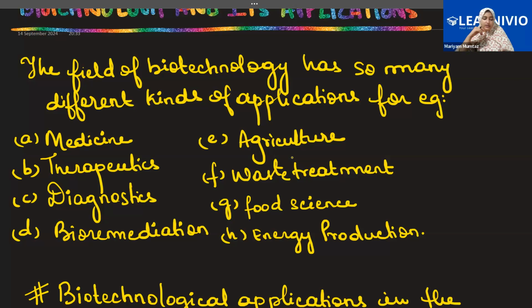Now, in this particular chapter, we have three basic biotechnological applications that we are going to focus upon. It's not all of them. We are going to focus upon how biotechnology is helpful in the field of agriculture, the first one. Then we are going to discuss how it is helpful in the field of medicine, healthcare. And lastly, we are going to discuss how it is helpful in environmental protection or bioremediation, or you can say sustainable development. Clear?